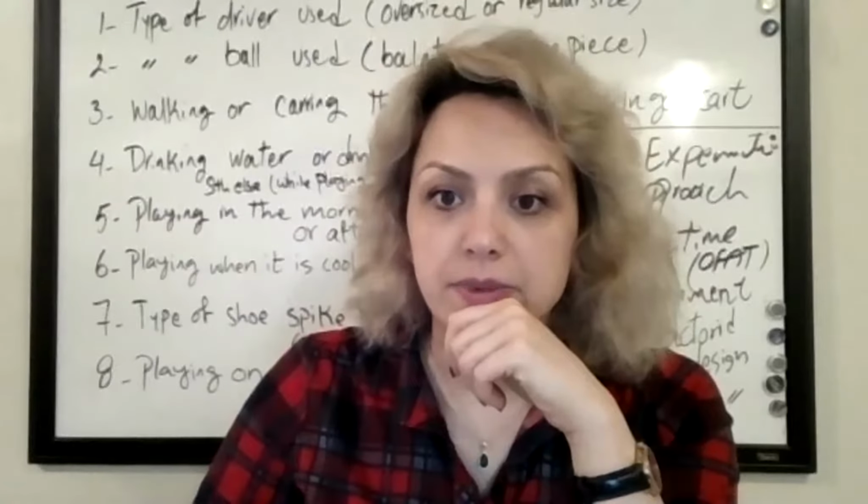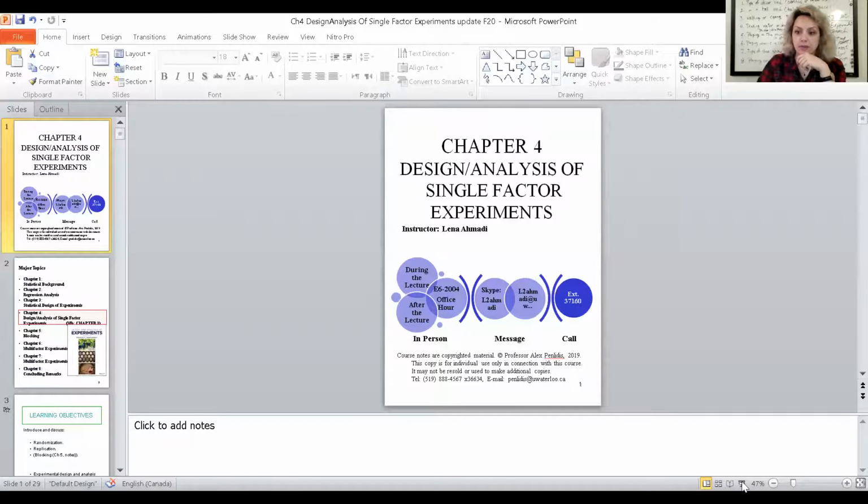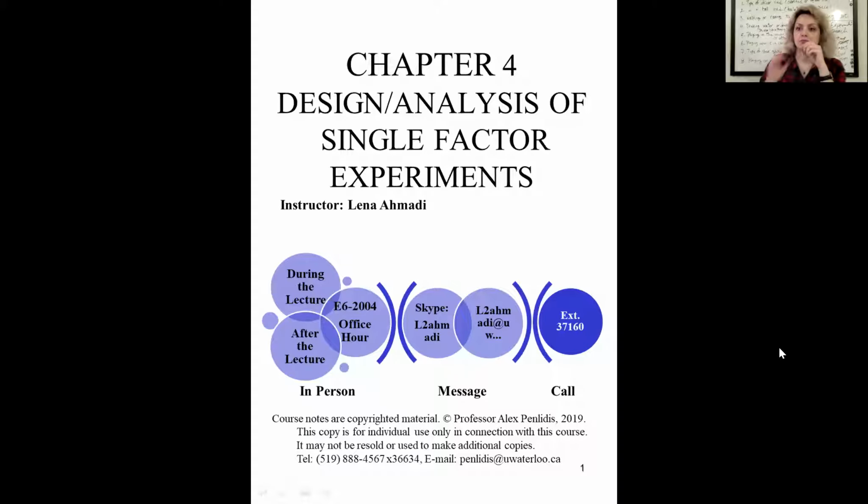The single factor experiment is basically where we are going to change one of the factors. When I say factor, we're talking about the factors that would affect our output, like our result. So that would be factors. For example, when we're talking about regression models, the independent variables like X that we had, those could be our factors.